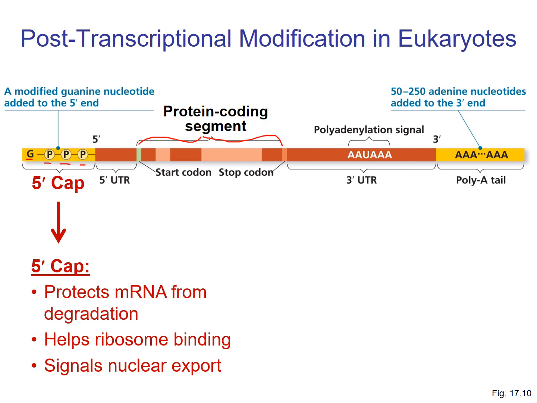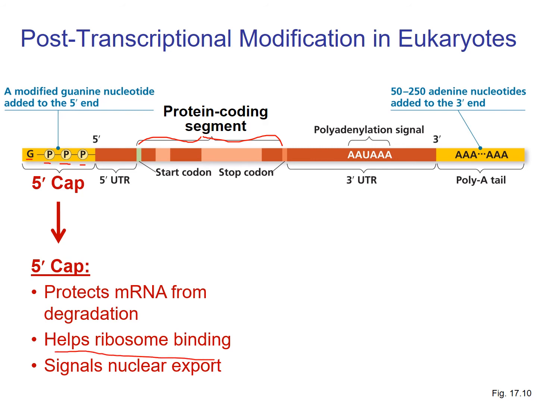It actually protects from degradation. Secondly, it signals nuclear export. If you remember, we were talking about nuclear pores way back in topic 6. We're talking about how some things go in the nucleus and some things go out. Things don't just go in and out just like that. They actually have to be labeled in the cell and be targeted to go in or out. So that's what the 5' cap does. Lastly, you can see it also helps, it says there it helps with ribosome binding.